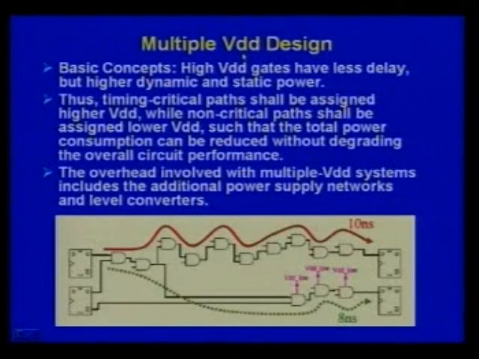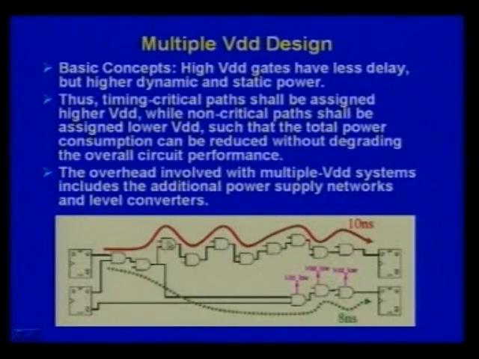You can do it at the circuit level. So this is a combinational circuit between two registers, you can say. You can see this is the critical path and this is the non-critical path. Obviously, you cannot really afford to increase the delay of the critical path.